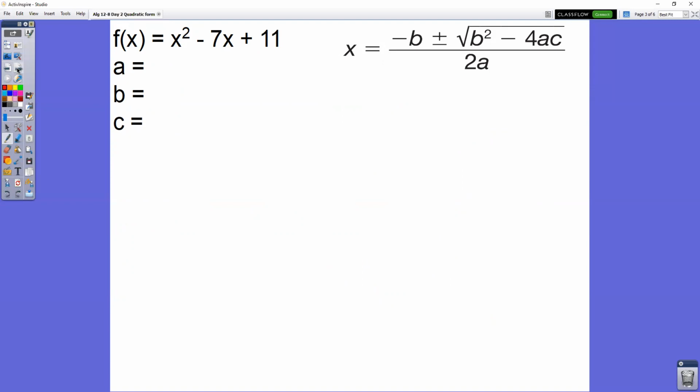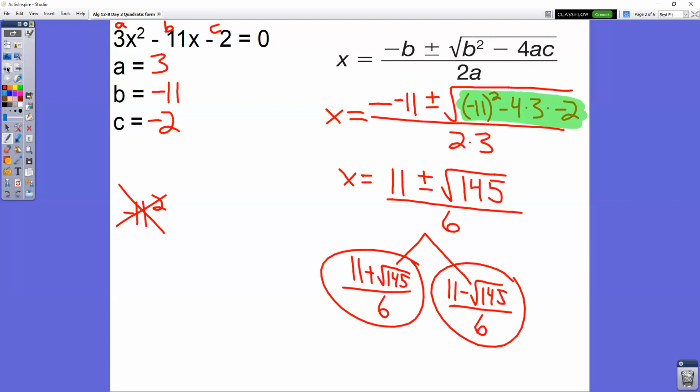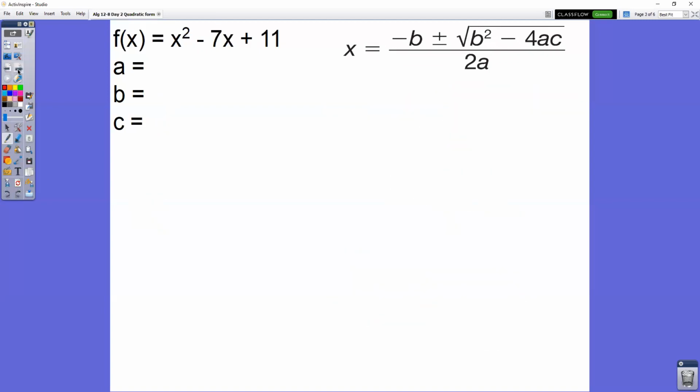Notice that in the first example, we had it as equals 0. Sometimes instead of equals 0, you'll have f of x. It works the same exact way. What number is really in front of that x squared? 1. So our A term is a 1. Our B term is a negative 7. And our C term is an 11.